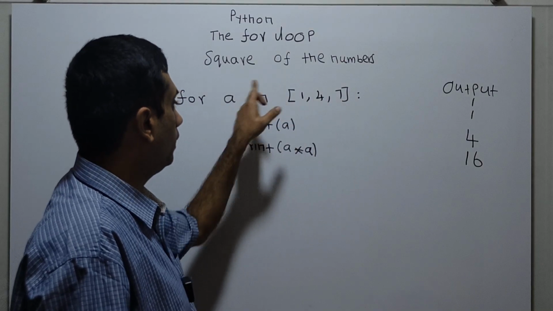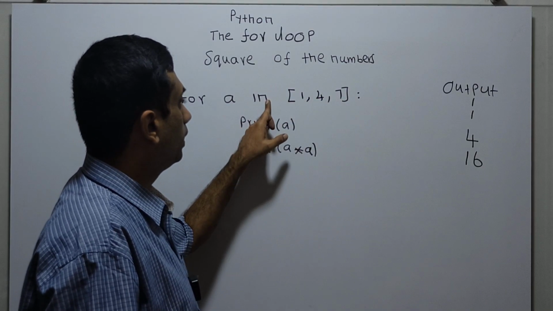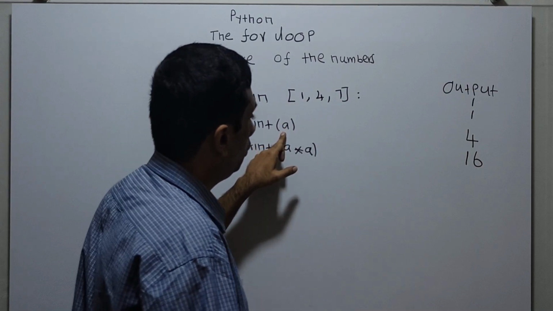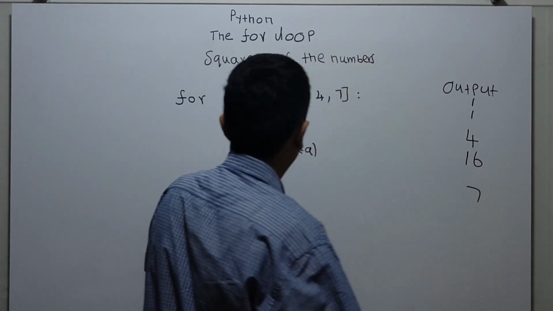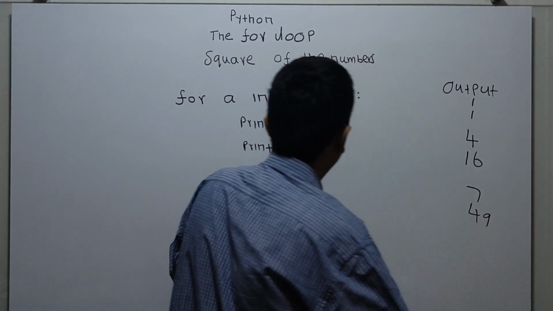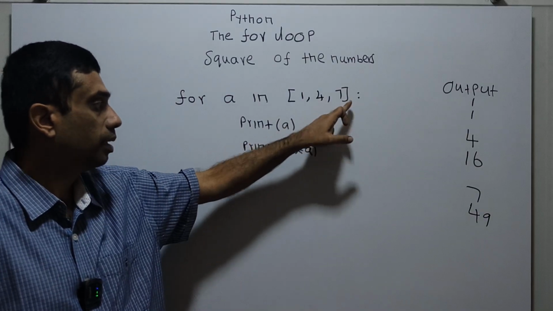Take the value 7. A will take the value 7. 7 in 1, 4, 7 is true. It will print the value a, 7. Here a star a, 7 star 7 is 49. Now it comes here, the sequence is over.